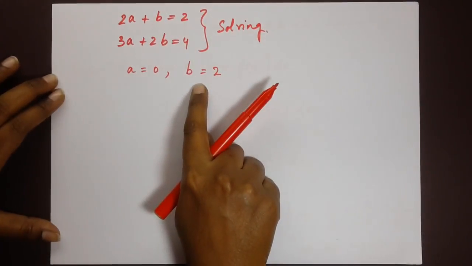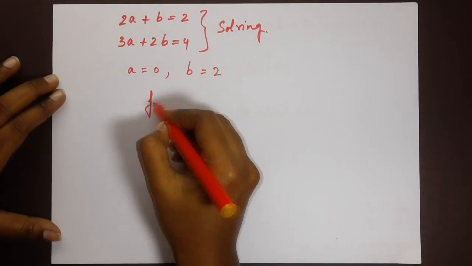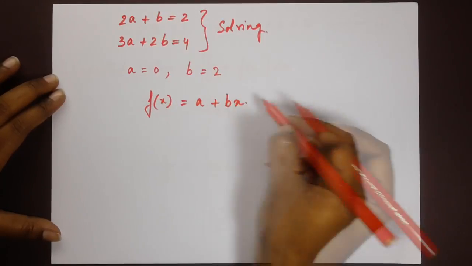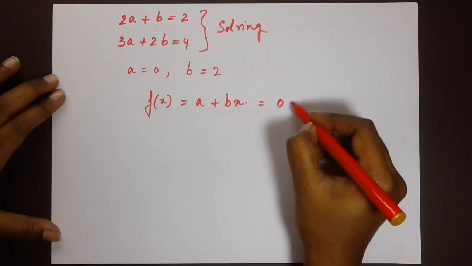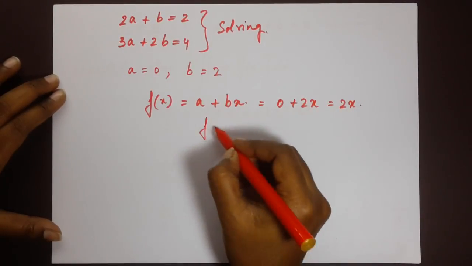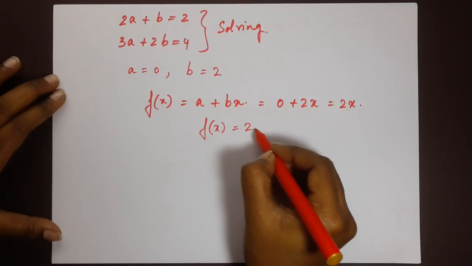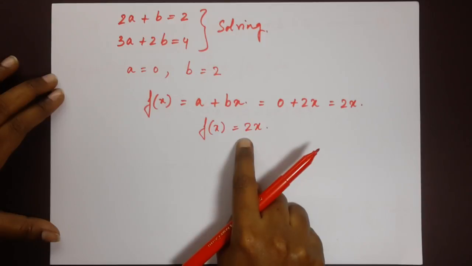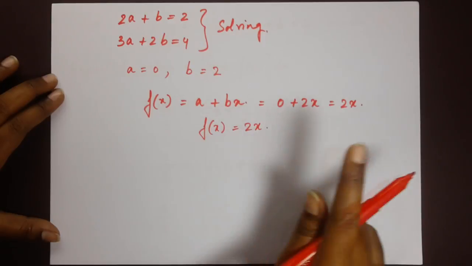Now if we substitute this into our expression of f of x, which is a plus bx given to us, that would be 0 plus 2x, 2x. So the function f of x is now 2x. This is the function that we are going to use in order to find out the probability asked.